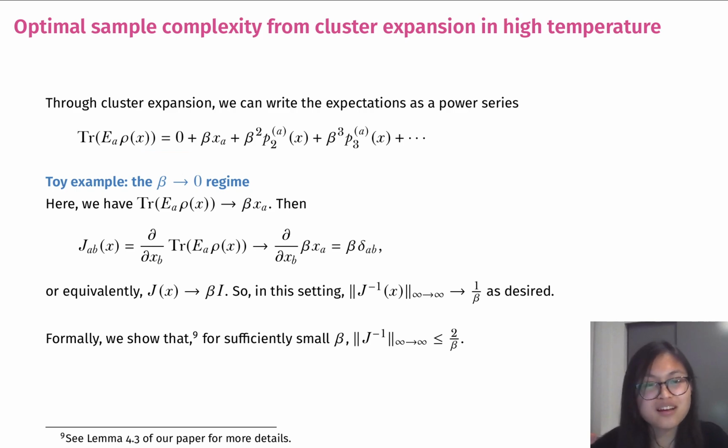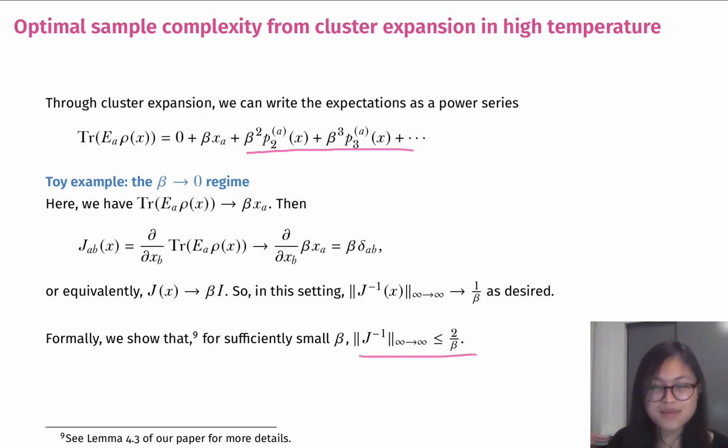Now, outside of this beta going to 0 regime, we still have beta being relatively small. So you can imagine that the contribution of the beta squared and up piece is still small. And so this is indeed what we show: for sufficiently small beta, you get essentially the same bound with just a constant factor loss.